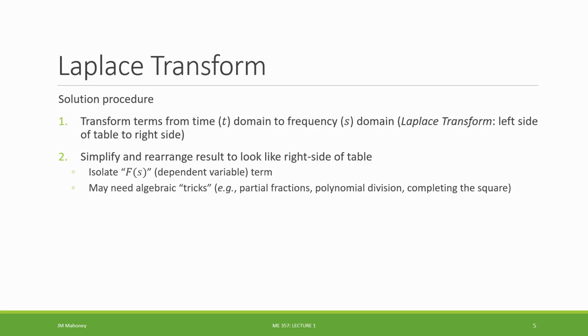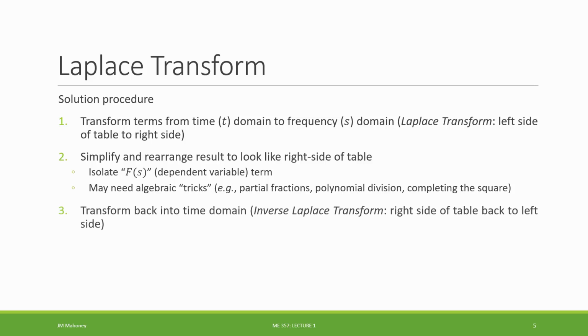Now there might be some, I'll call it algebraic tricks here that we need to implement, such as partial fraction expansion, which I'll talk about next, polynomial division, completing the square. We need the right-hand side to look like something that we have on a Laplace transform table, because that last step is we're doing an inverse Laplace transform. We're going back from the s domain, frequency domain, into our time domain, t.